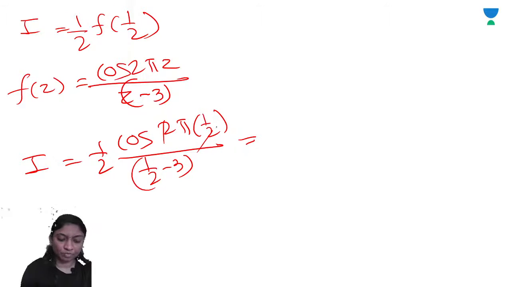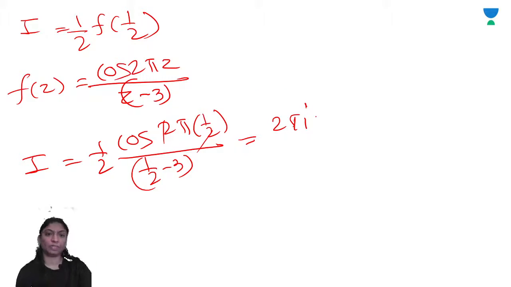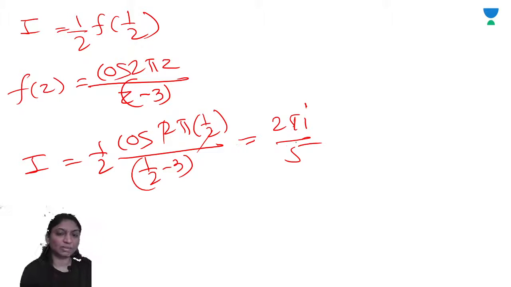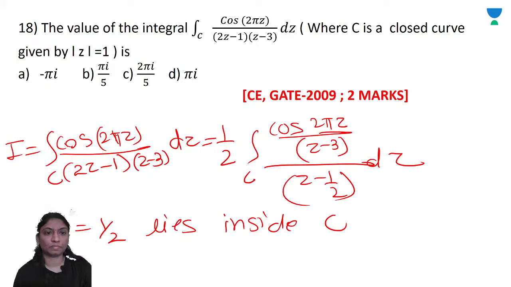So we get cos pi upon 1 by 2 minus 3. 1 by 2 minus 3 is minus 5 by 2. So after simplifying, you will get 2 pi i, with cos pi being minus 1 and minus 5 by 2 giving 2 by 5. So the answer is 2 pi i by 5.